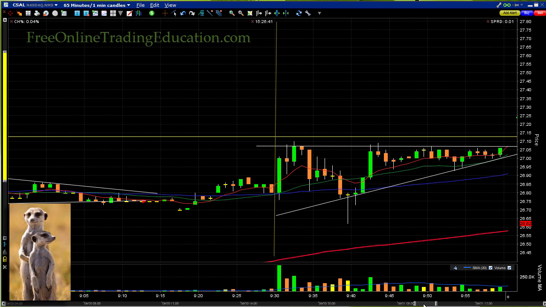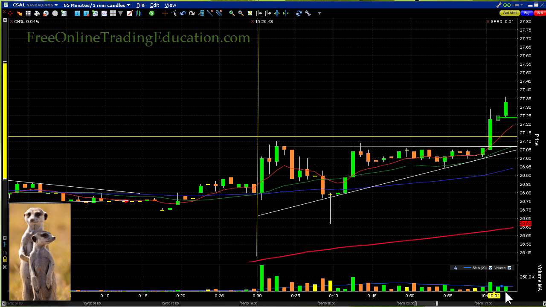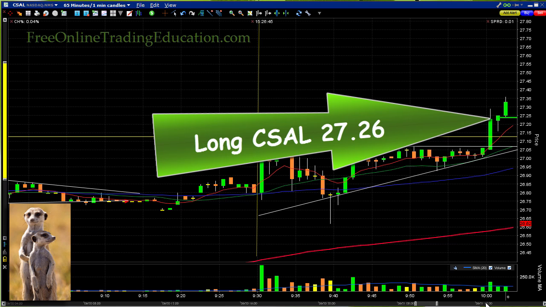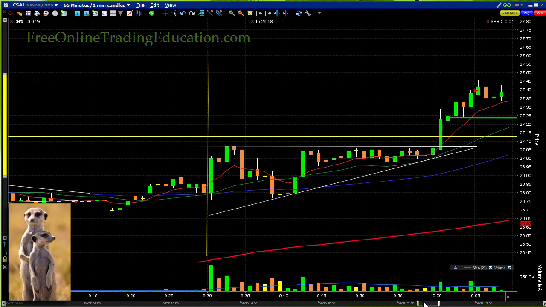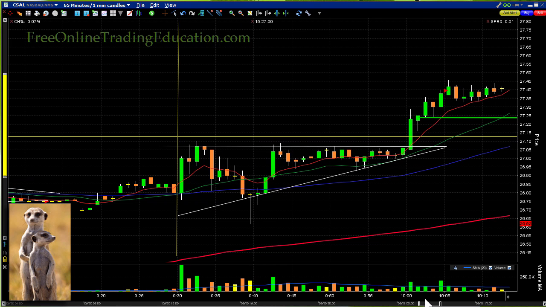And boom, there we go, and I am now in at $37.26. I am long on CSAL. We immediately place a stop right down here below that pivot line, so that if it comes back down, at least I have a little shield there, to protect against hitting my stop. Oh no, it's still going up now. It's flattening out a little bit.